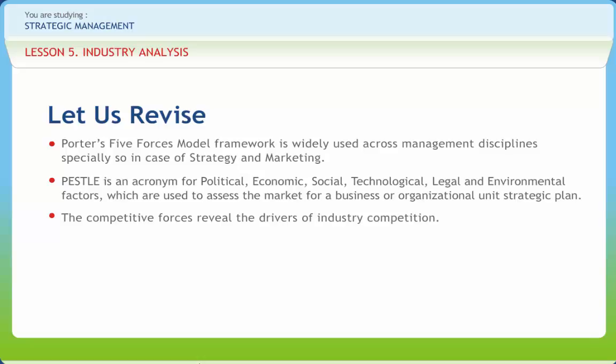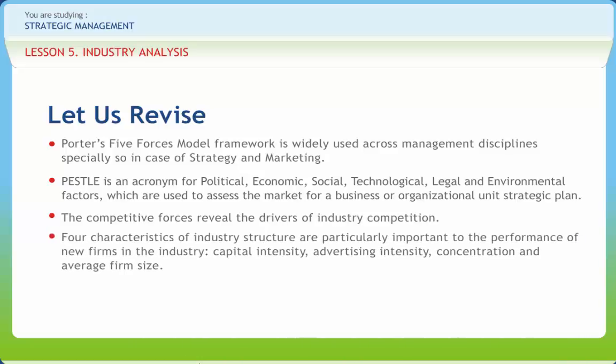The structure of the industry refers to the nature of barriers to entry and competitive dynamics in the industry. Four characteristics of industry structure are particularly important to the performance of new firms in the industry: capital intensity, advertising intensity, concentration, and average firm size.